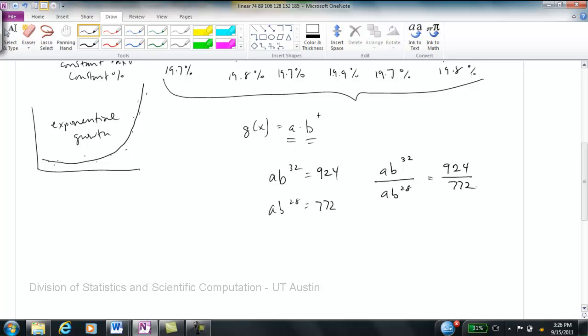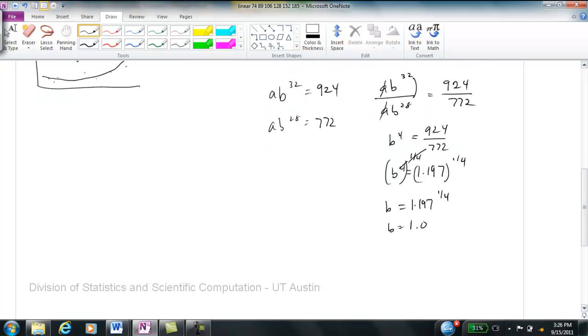Well, using some simple rules of algebra, I know that I can cancel out my a's, and then I can turn this into b to the 4, because b^32 divided by b^28 is equal to b^(32-28), which is equal to b^4. So now I have this ratio, and my b^4 is equal to 1.197. To get rid of this fourth power, I'm just going to raise both sides to a quarter, and that's going to cancel these out. So I get b is equal to 1.197 to the one-fourth power. b is equal to 1.046.